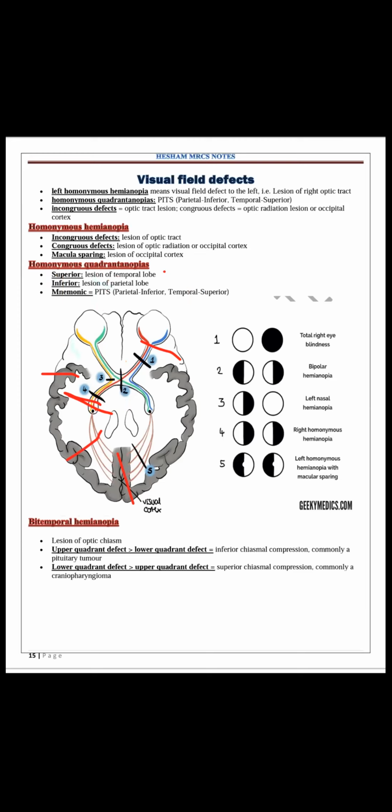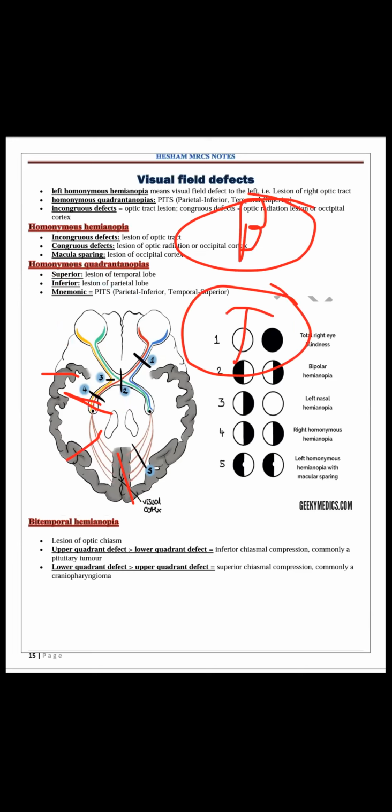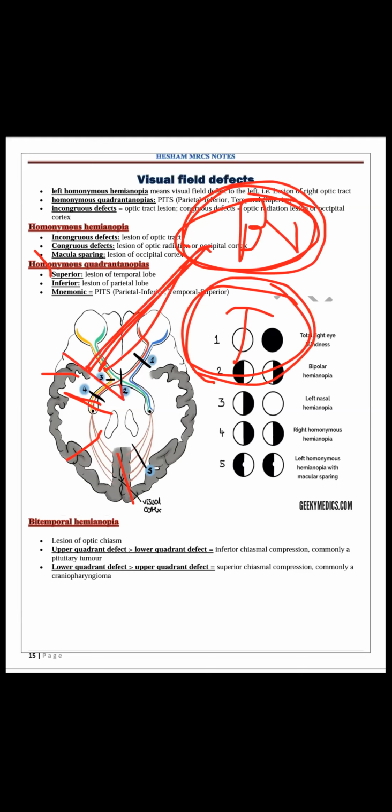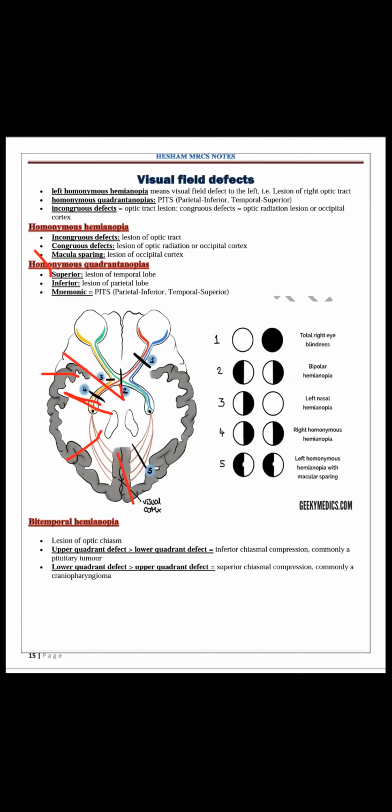You will have here, above is parietal, below is temporal. So lesion to parietal, which you see above, gives inferior field loss, while a lesion to temporal, which is below, gives superior field loss. Now it became clear.